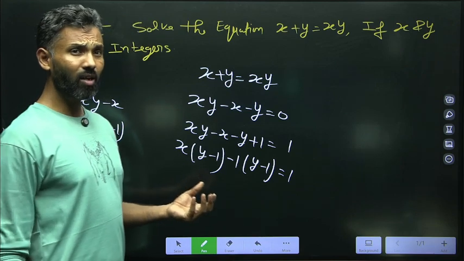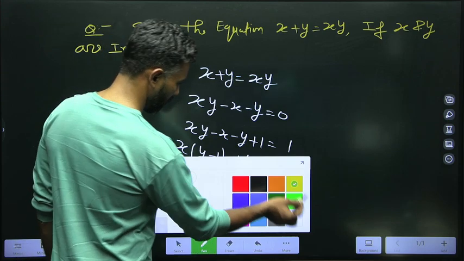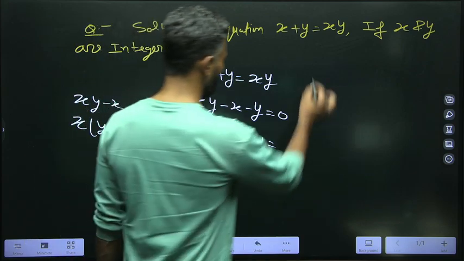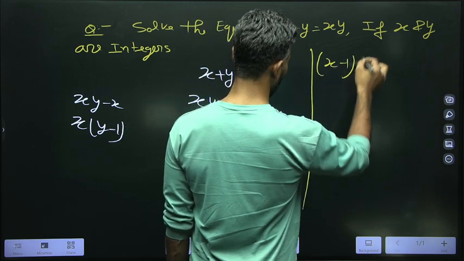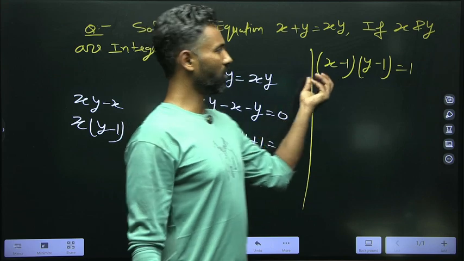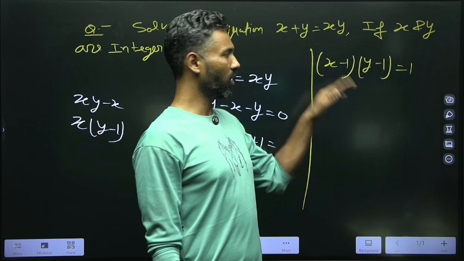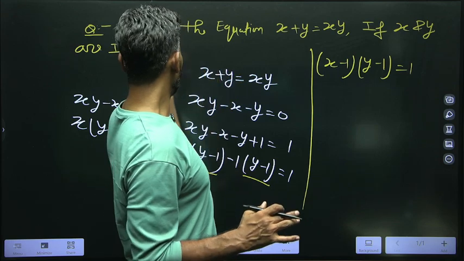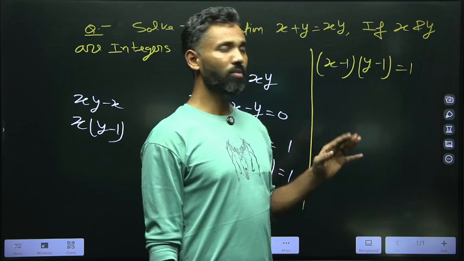Now we can say that y minus 1 can be taken common from both the terms. So y minus 1 is situated over here and here also. So it can be written as x minus 1 within bracket, y minus 1 within bracket, equal to 1. Now you see there are two terms: one is x minus 1, another is y minus 1, and the product of these two terms equals 1. In the question it is clearly mentioned that x and y are integers, and here you can see only two terms whose product is equal to 1.